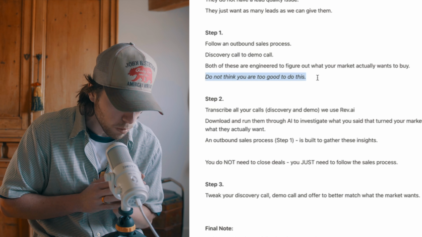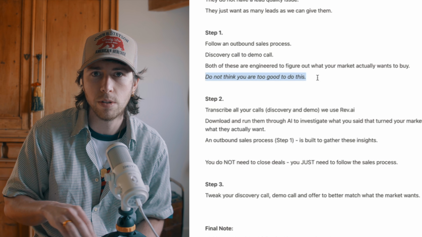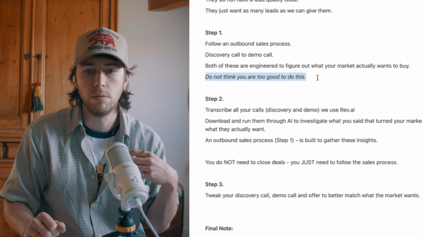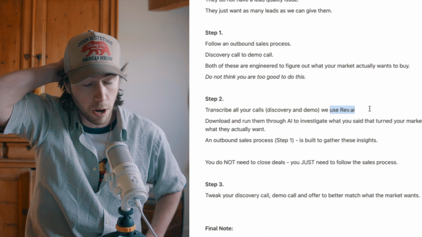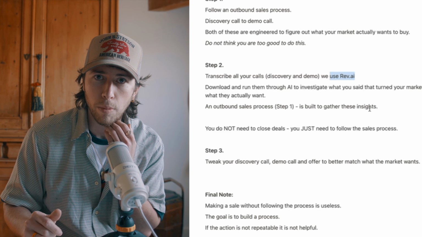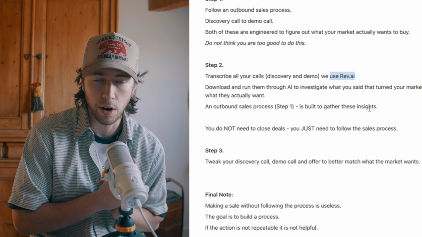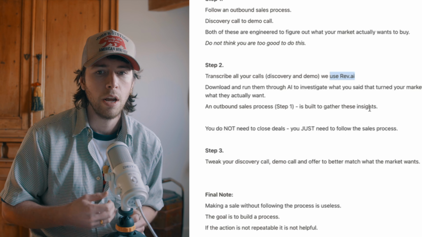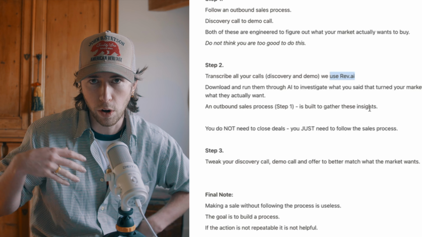So step 2. Record all your discovery calls following the sales process. Record all your demos following the sales process. Then transcribe all of them, and we use Rev.ai to transcribe them. So some sort of AI tool that transcribes them. Then download them all and run them through, we just use ChatGPT at the moment, but whatever your AI of choice is, and figure out what you're saying that's turning the market off. Are you revealing the mechanism too early and they're like, oh, I've already done something like that, I'm not interested? Are you talking way too early about what you do and not getting them to talk, right?